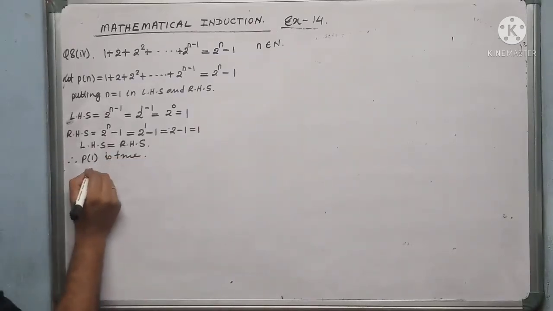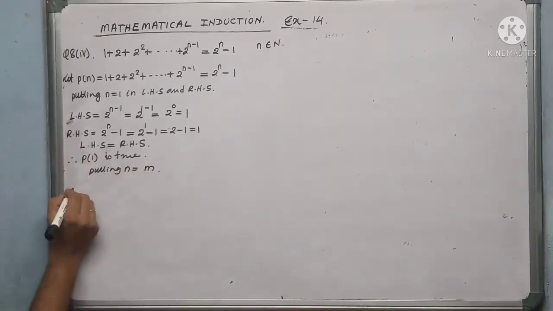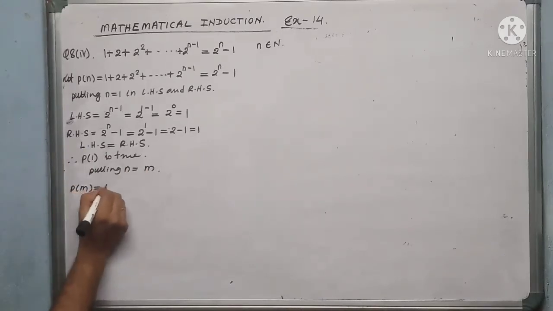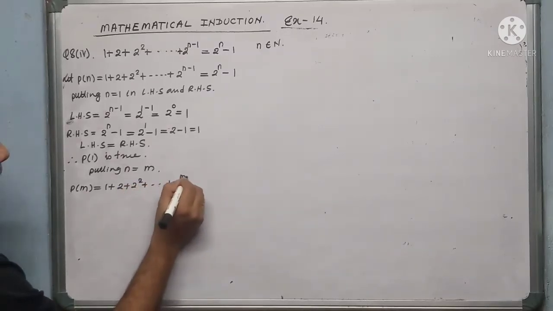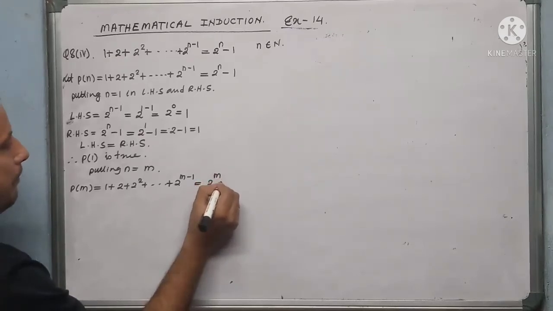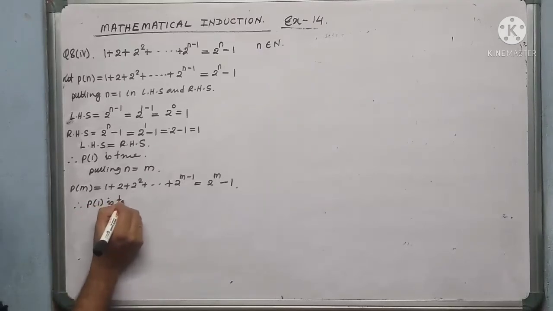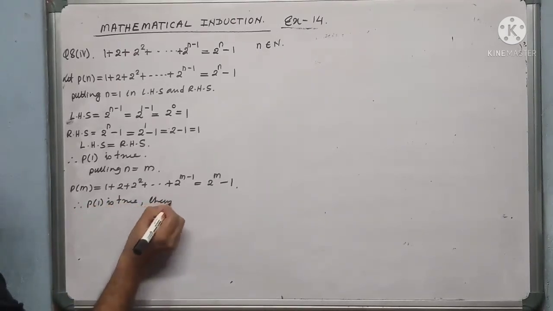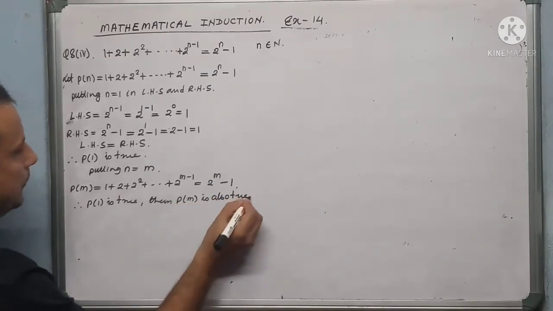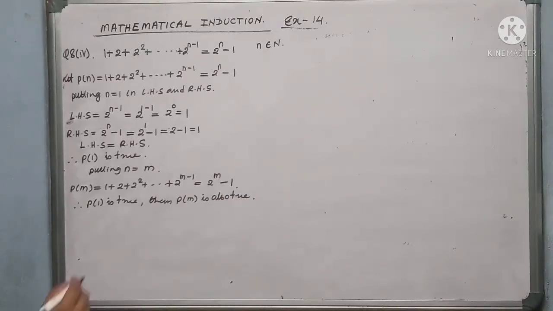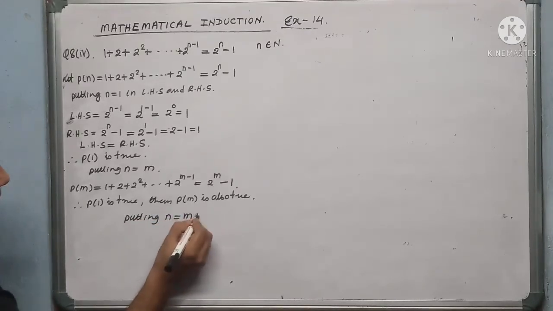Next is putting n is equal to m. Then Pm is equal to 1 plus 2 plus 2 square plus dot dot 2 to the power m minus 1 is equal to 2 to the power m minus 1. Therefore, P1 is true, then Pm is also true. Now next is putting n is equal to m plus 1.